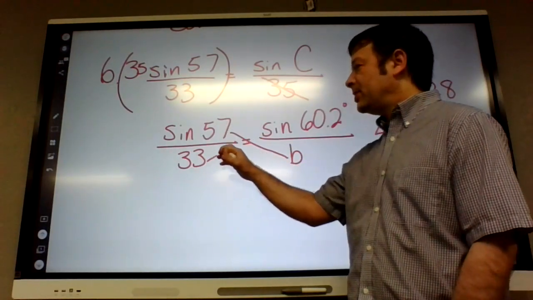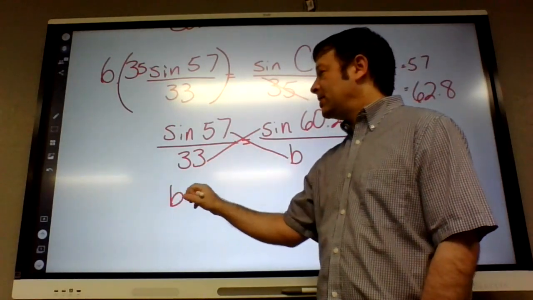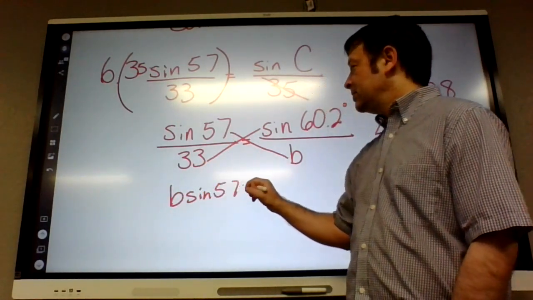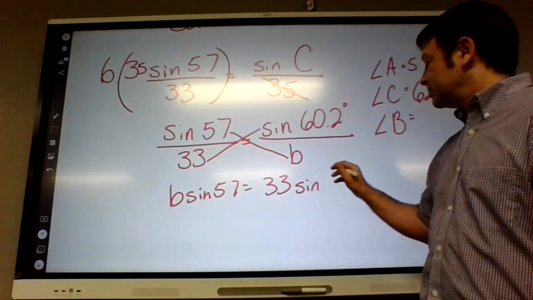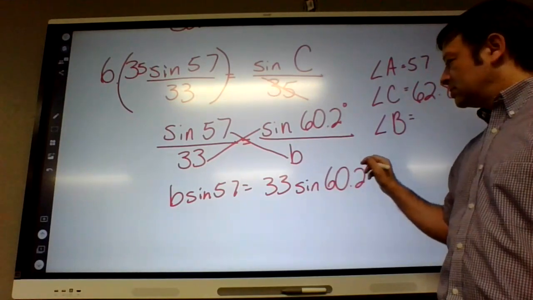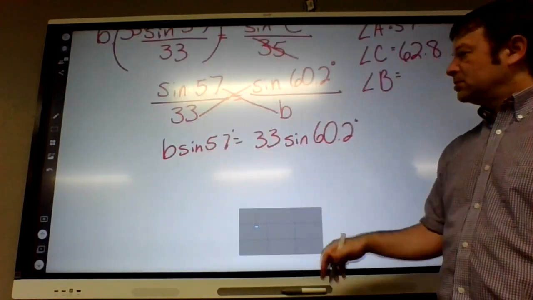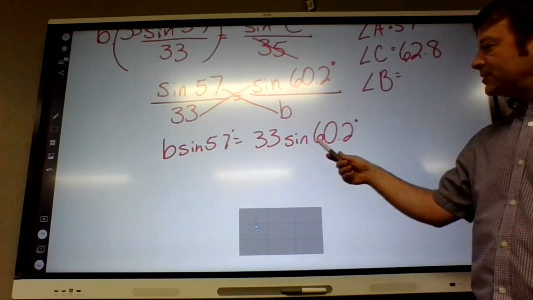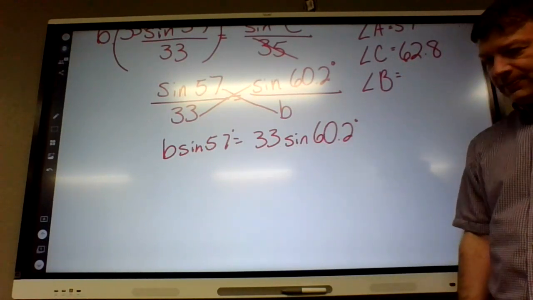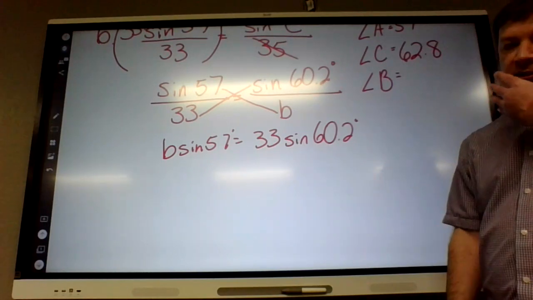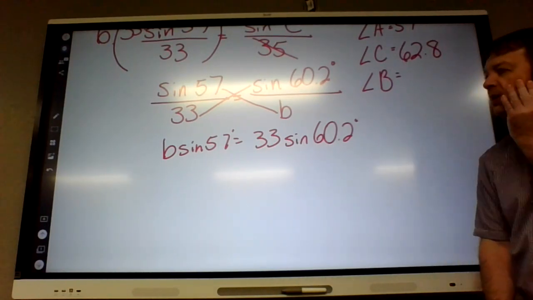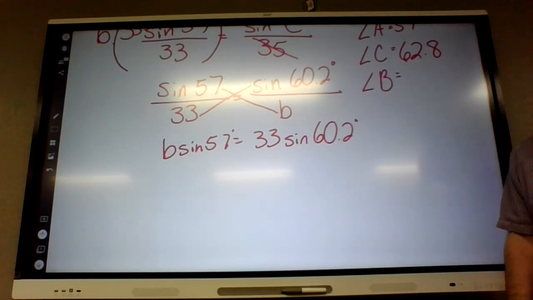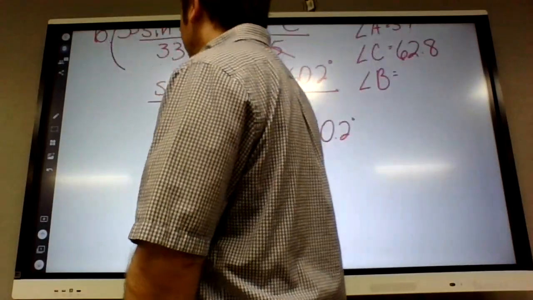Okay, now how can I solve this for B? Cross multiply, so B goes up. B times sine of 57 equals 33 times sine of 60.2. Divide by sine of 57. So whatever that is, 33 sine 60.2 divided by sine 57. I'll just let you guys do it.